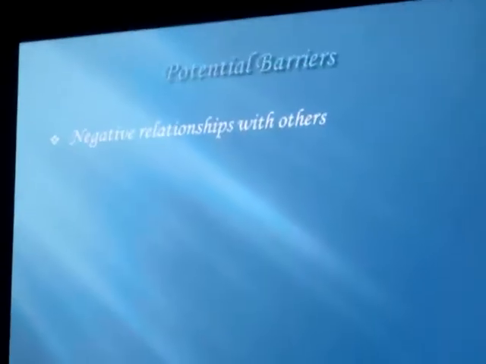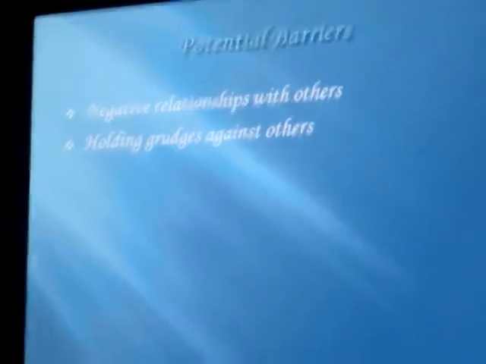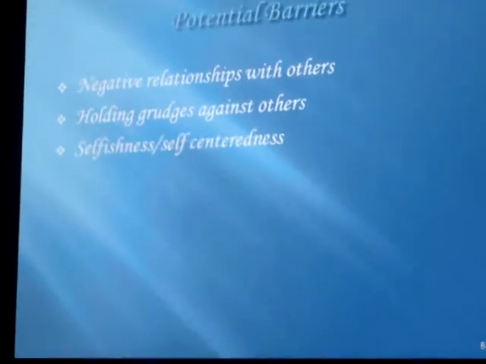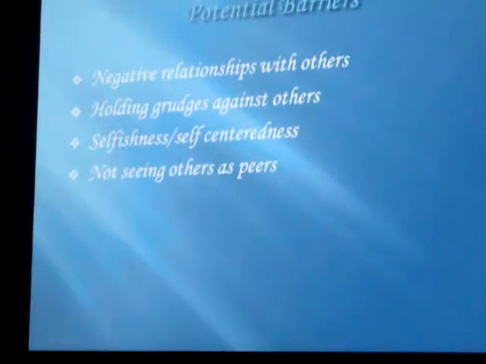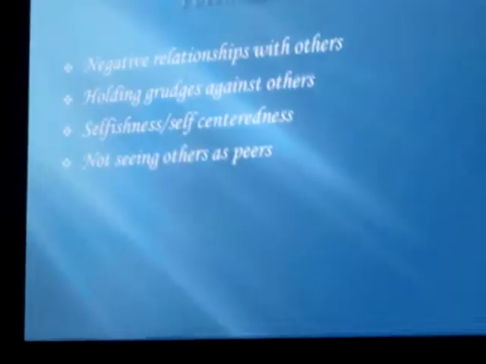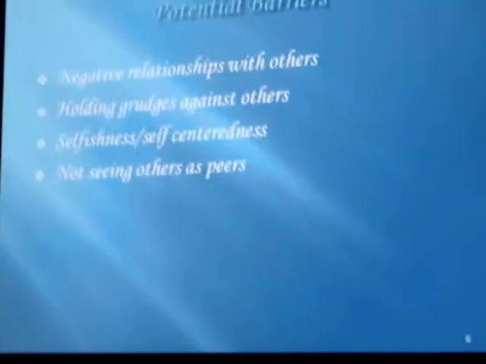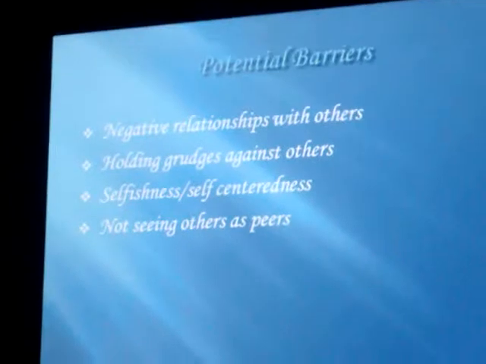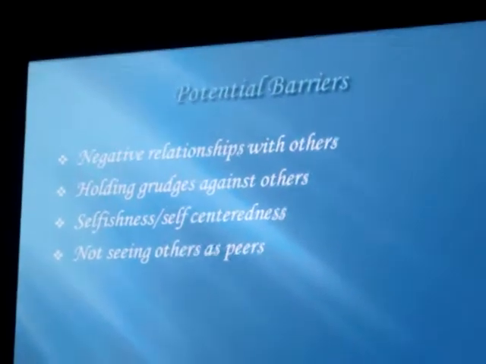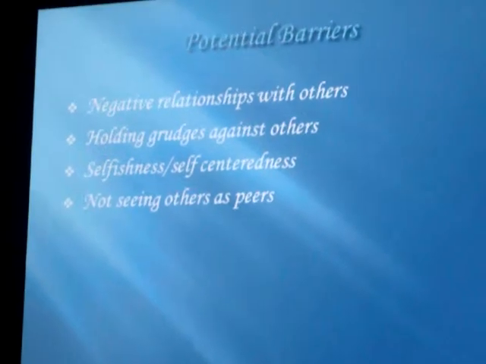Potential barriers: negative relationships with others, holding grudges against others, and selfishness and self-centeredness, not seeing others as peers. Negative relationships cause emotional rifts when communicating. Holding grudges and being selfish and self-centered is not a very good form of communicating. We tend to become selfish and self-centered when we feel like we are not being listened to. So these are part of the potential barriers that need to be worked on in communication.